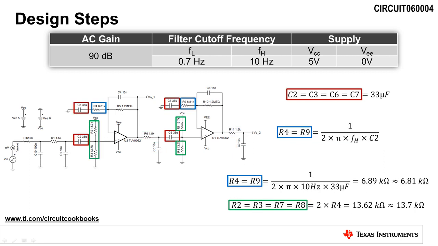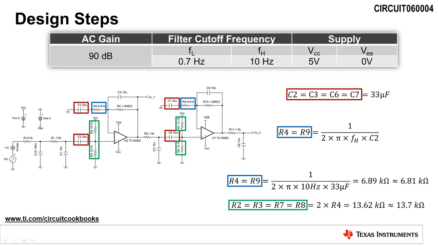Next, we will calculate the components for the RC high-pass filters to set the upper cutoff frequency, or F sub H. The high-pass filters are formed using resistors R4, R9, and the equivalent voltage divider resistance of R2 in parallel with R3 and R7 in parallel with R8, along with capacitors C2, C3, C6, and C7. We will choose to use a capacitor value of 33 microfarads.